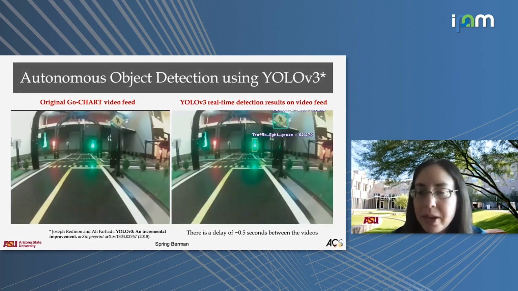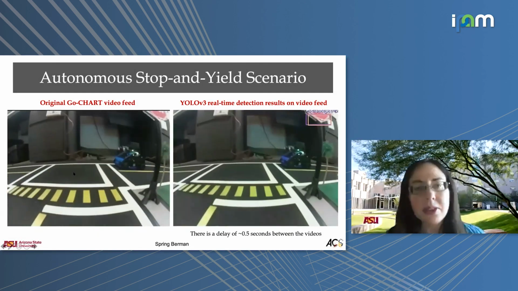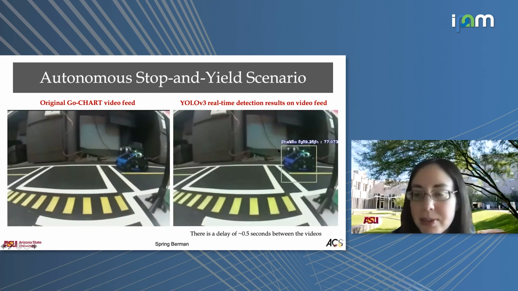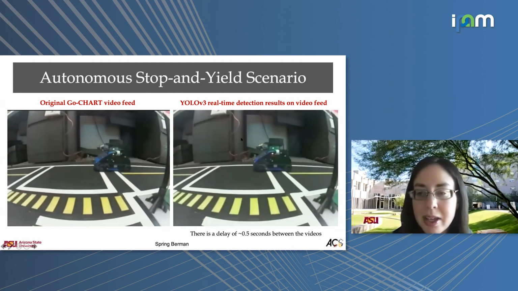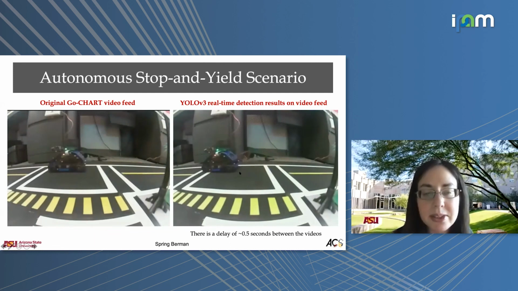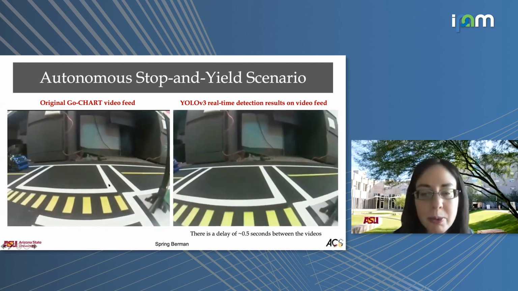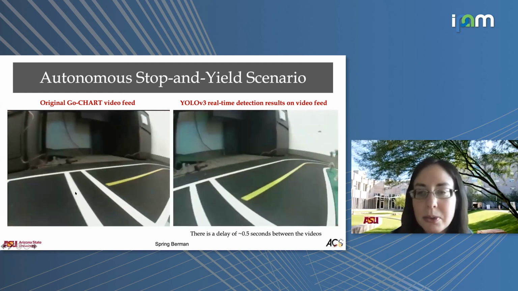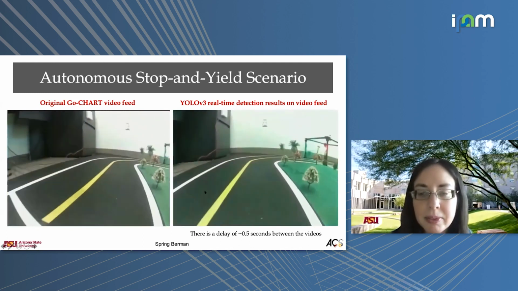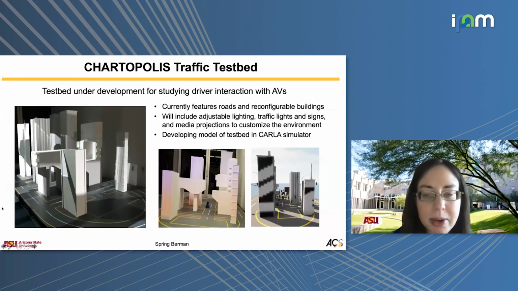I'm going to just go back for a minute. So now this is an example where it's classifying another Gochart. And so it stops here at the intersection. It waits for the car with the right of way to go forward. And then it continues on its way.